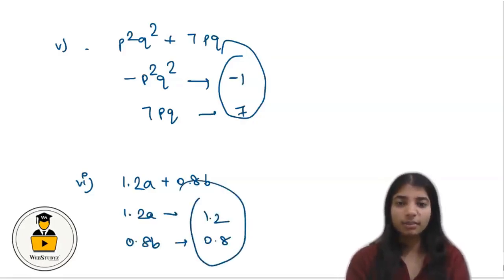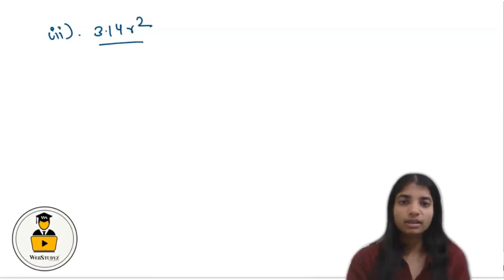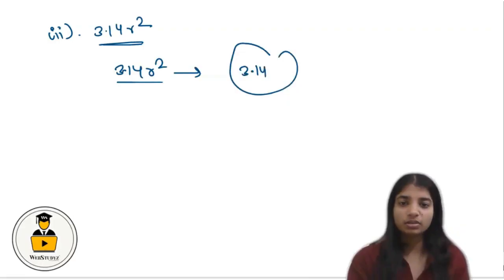Now we are considering part 7. Part 7 is 3.14 r raised to the power 2. We have this term, and there is no constant term. So our term is 3.14 r raised to the power 2 and the coefficient for this term is 3.14. So this is the answer to part 7.